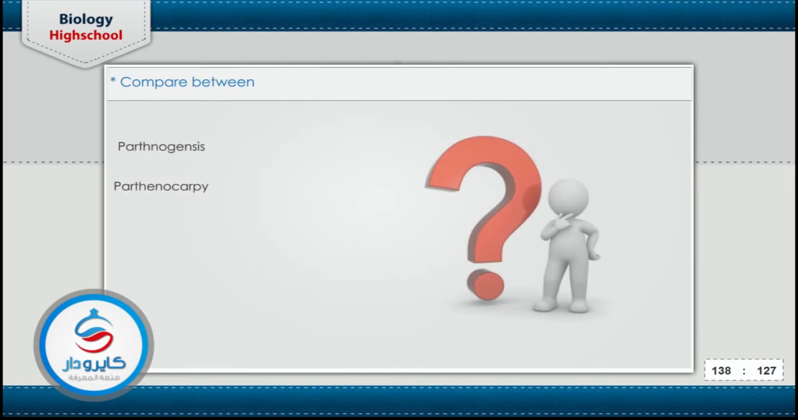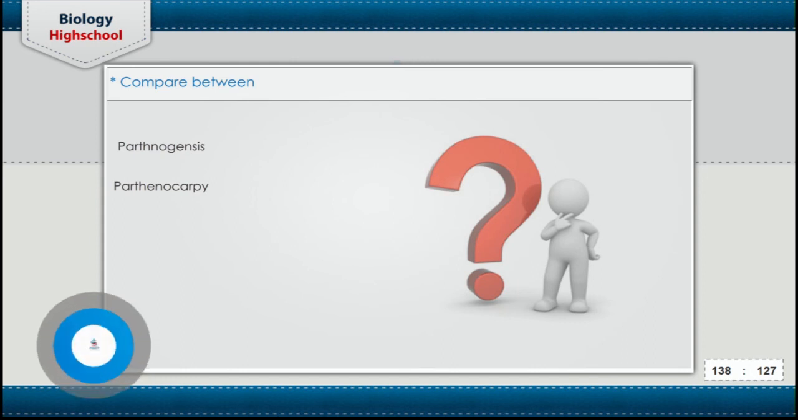Compare between parthenogenesis and parthenocarpy. Parthenogenesis takes place in animals, but parthenocarpy takes place in plants. طب نرجع للبارثينوجينيسيس. قلنا the ability of the unfertilized ovum to develop to produce a complete individual without pollination or fertilization. برضه في pollination و fertilization في الانيمالز، لكن لما اجي للبارثينوكاربي اقول the ability of the ovary to develop to produce fruits without seeds without pollination or fertilization.